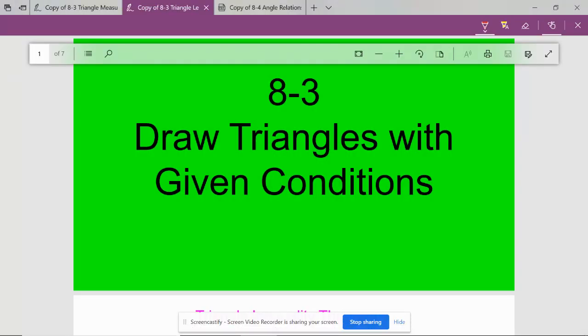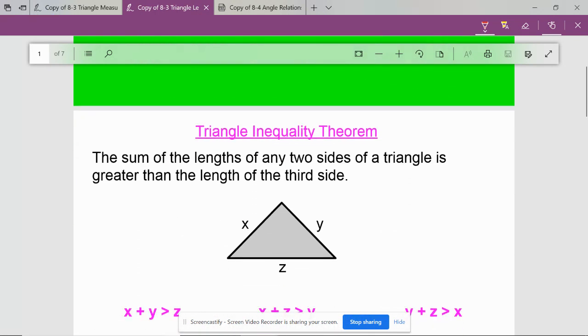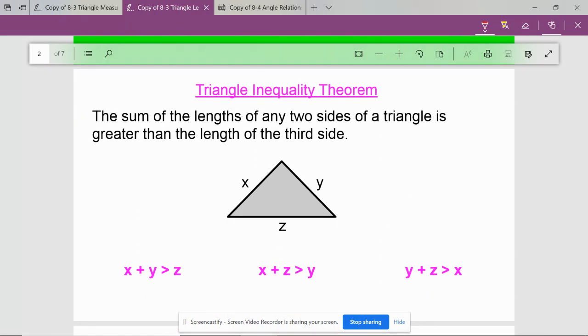Hey everybody, today is Tuesday's work, so it's 8-3 and we're going to draw triangles given certain conditions. So again, we're moving on with triangles with the same concept, trying to get you prepared for pre-algebra next year. As we go to our first slide, we're going to talk about the triangle inequality theorem.